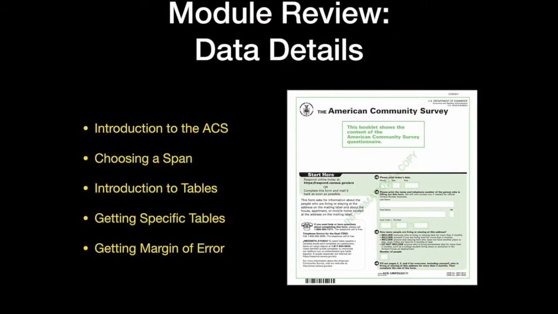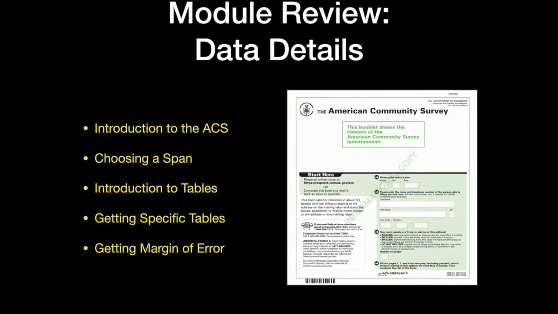We're now at the end of the Data Details module. Let's review what you've learned. We started with an introduction to the American Community Survey. All of the data in this course comes from the ACS. This survey samples the population each month. Because of this, the values are estimates. Each estimate has a margin of error associated with it.